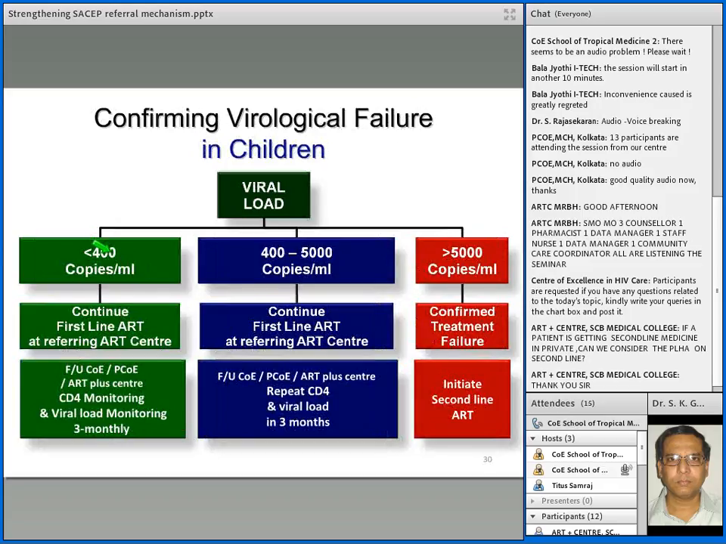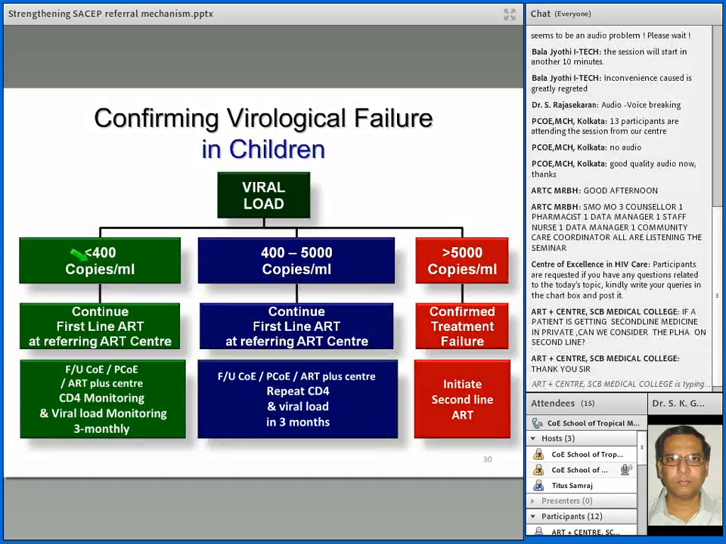And in case of children, it is almost the same, except that even if the copies are less than 400, the viral load will be repeated at 3 monthly interval, similar to the range between 400 to 5,000 as in adults. I think that makes it clear. That means in children, CD4 and viral load should be done after 3 months. The CD4 will be monitored at the referring ART center, and the viral load to be done at the PCOE where the patient has been linked.